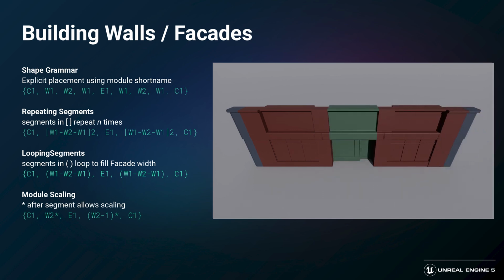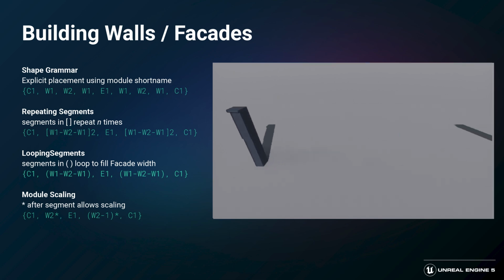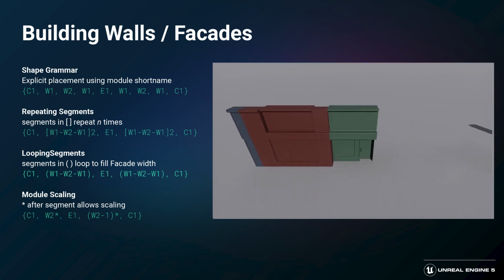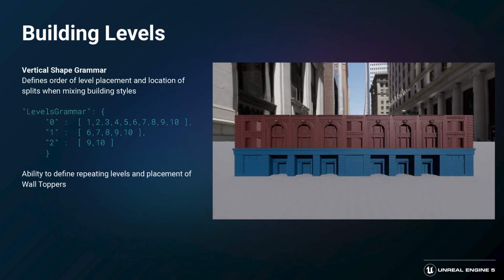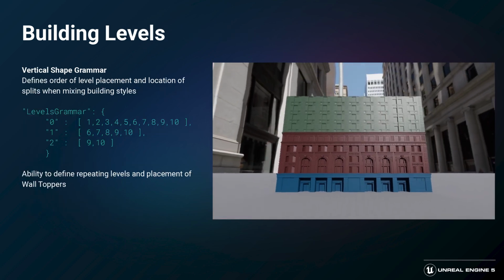We wanted artists to have control over how the facades would be procedurally generated, so we created an expression language we called shape grammar that describes the construction of a facade wall. Shape grammar allows for explicit placement of building modules, but also supports repeating segments, looping segments, and defining which modules can be scaled. Shape grammar also supports describing vertical segments of a building.